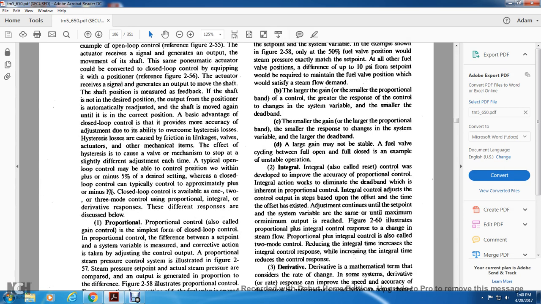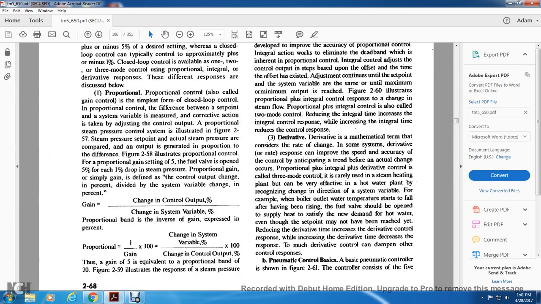Integral, also called reset control, was developed to improve the accuracy of proportional control. Integral action works to eliminate the dead band, which is inherent with proportional control. Integral control adjusts the control output based upon the offset and the time the offset has existed. Adjusting continues until the system variable reaches the set point or until the maximum or minimum output is reached. Figure 260 illustrates proportional plus integral control response to a change in steam flow. Proportional plus integral control is called two-mode control. Reducing integral time increases the integral control response, while increasing integral time reduces the control response.